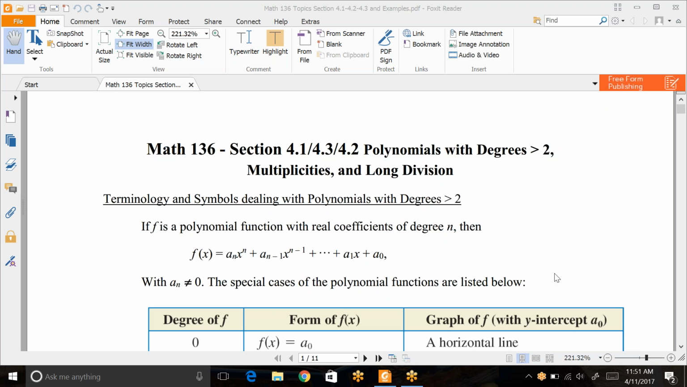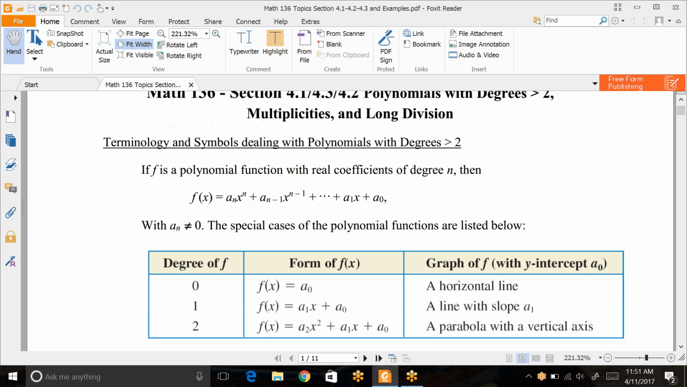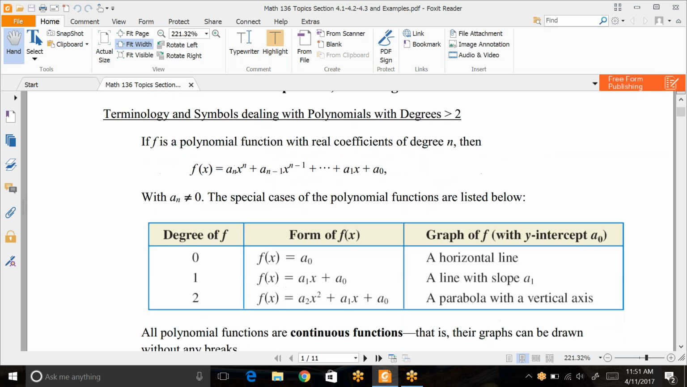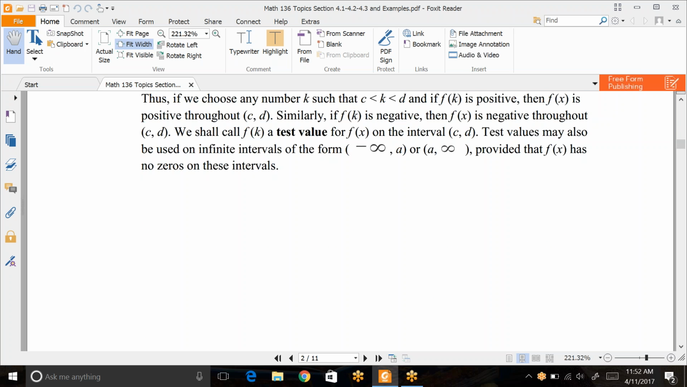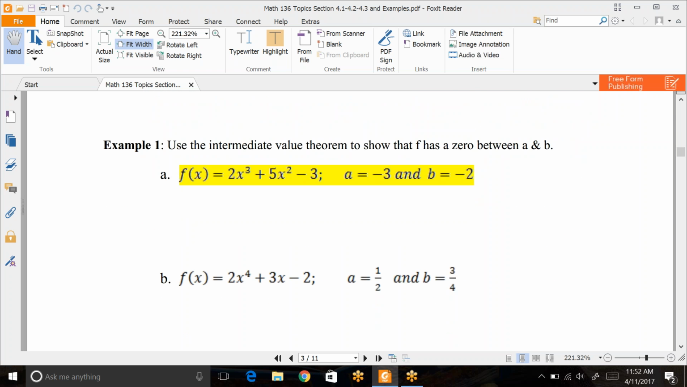Okay, this is the remaining problems from the section 4.1, 4.3/4.2 notes. This had to do with graphing polynomials with degrees of greater than 2, multiplicities, and long division. So the first example we need to go over is another variation of the intermediate value theorem.